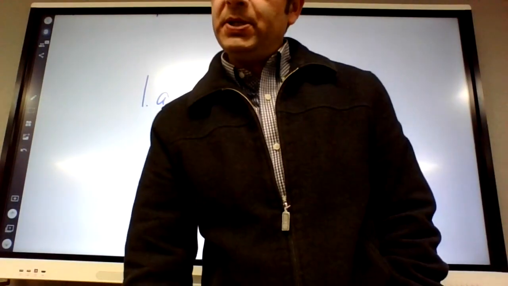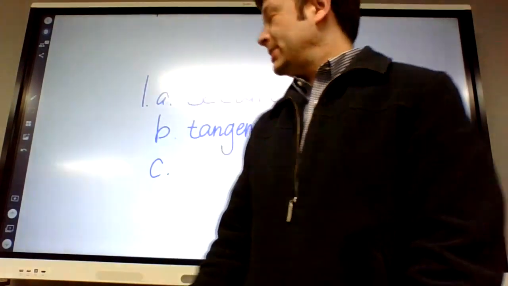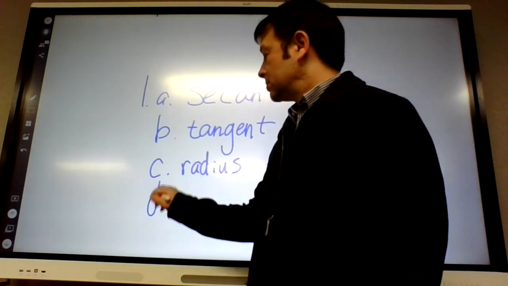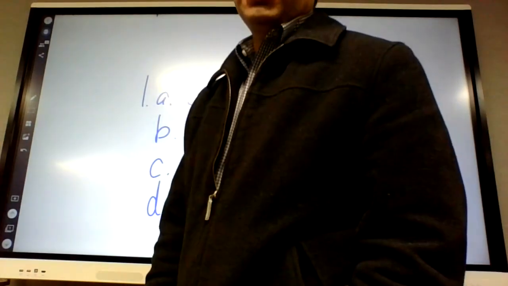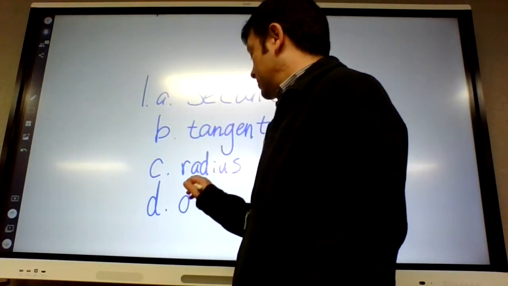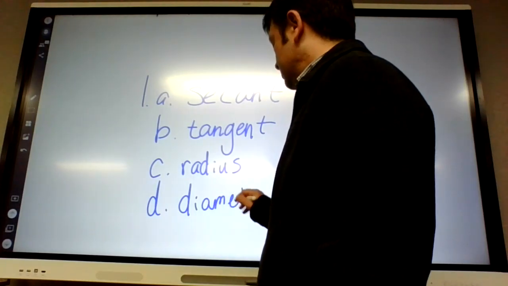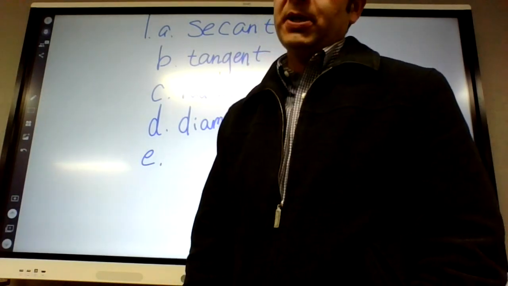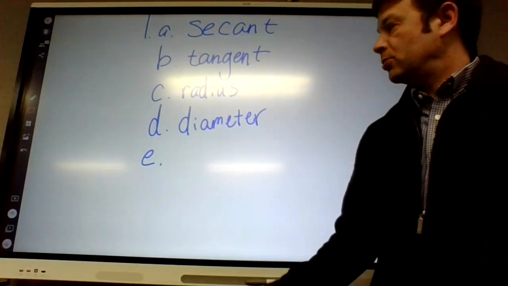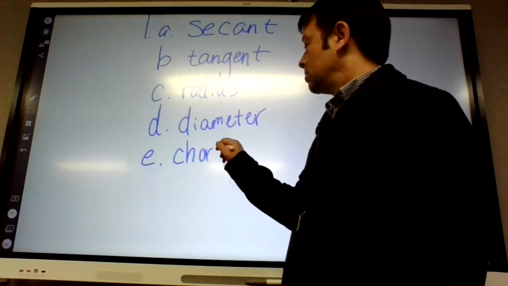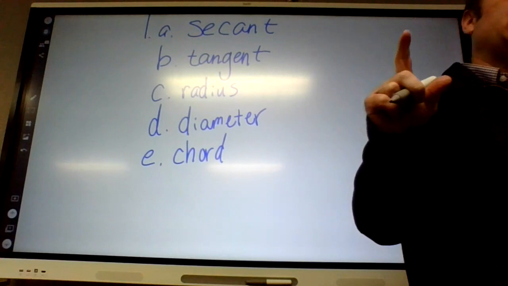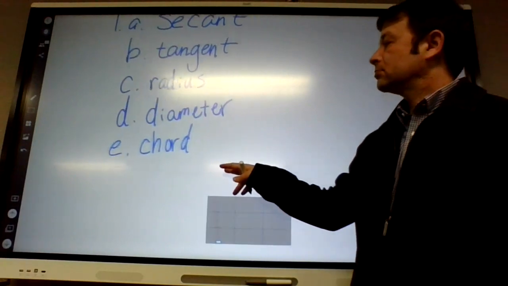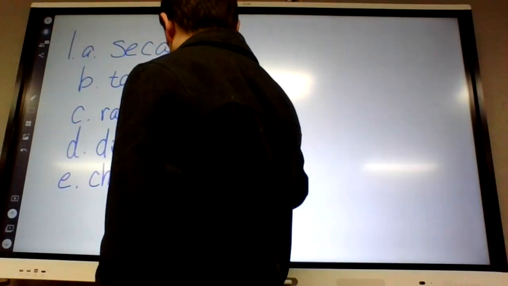What's that? C, BC is a radius. D, what is segment AD? Diameter. E, what is segment AB? Chord. Oh, that's the one I thought we were looking at. Well, A says line AD or AB. I guess I'm at the bottom.